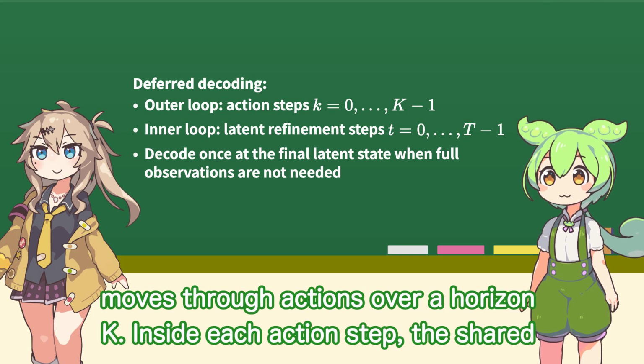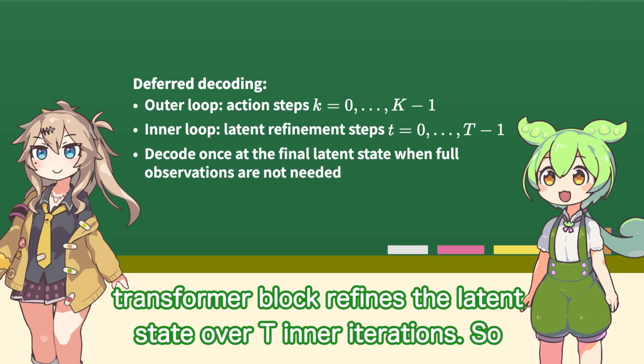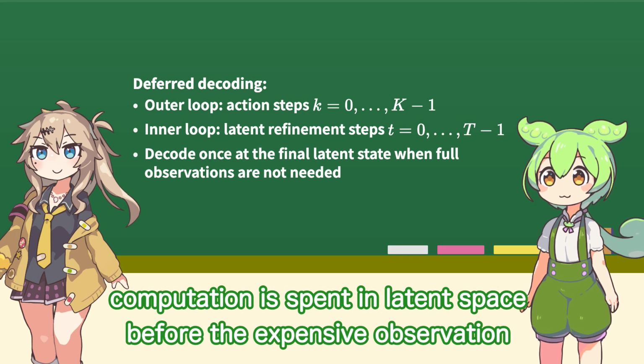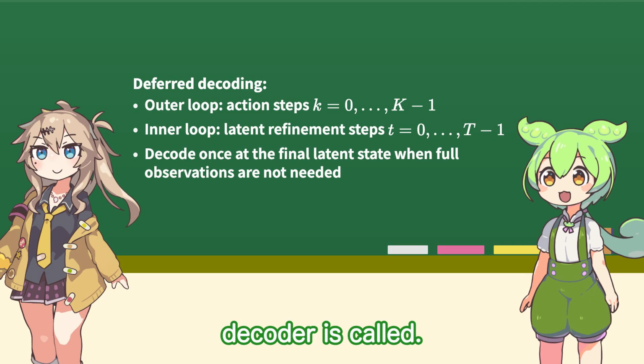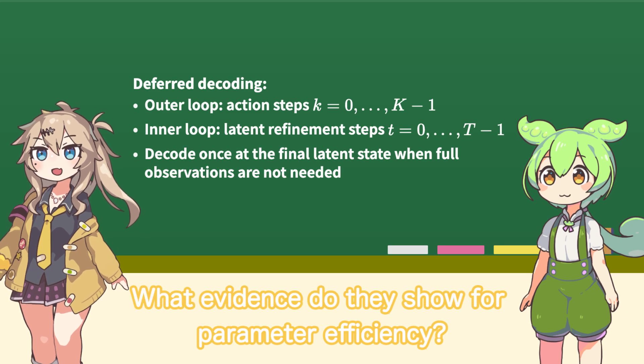The outer loop moves through actions over a horizon k. Inside each action step, the shared transformer block refines the latent state over t inner iterations, so computation is spent in latent space before the expensive observation decoder is called. What evidence do they show for parameter efficiency?